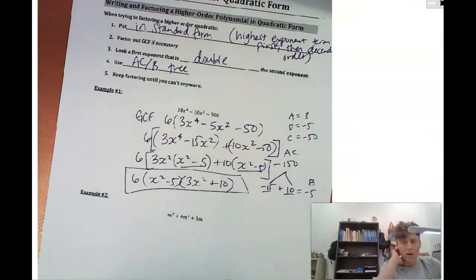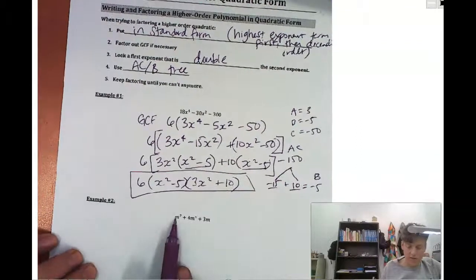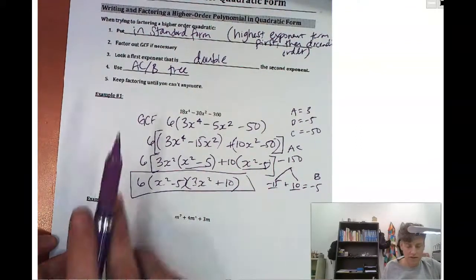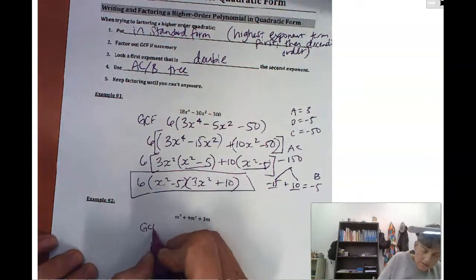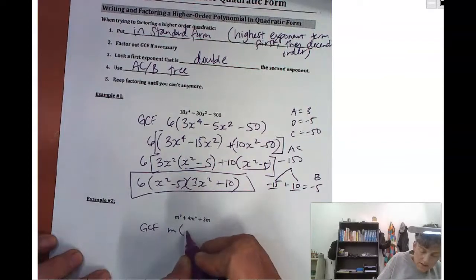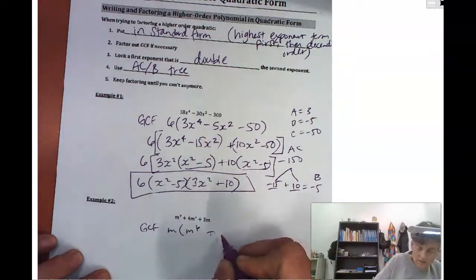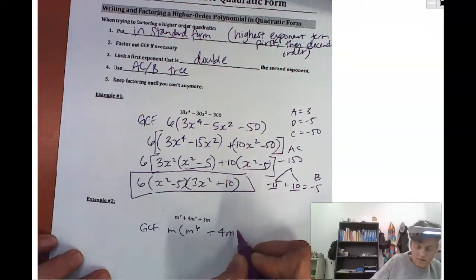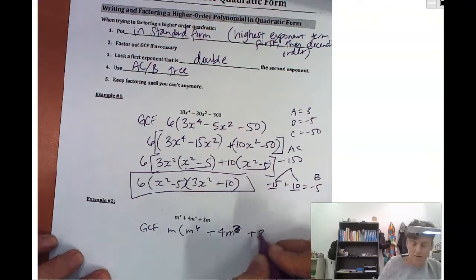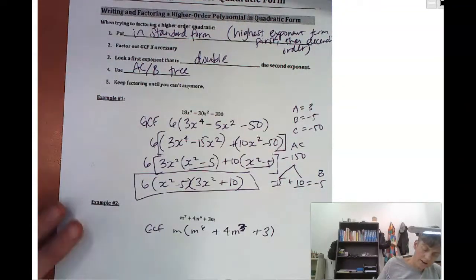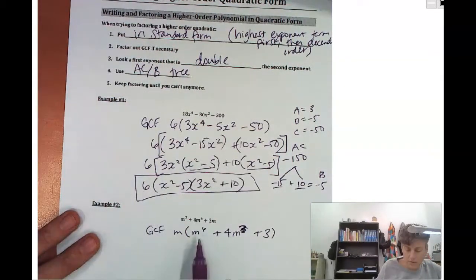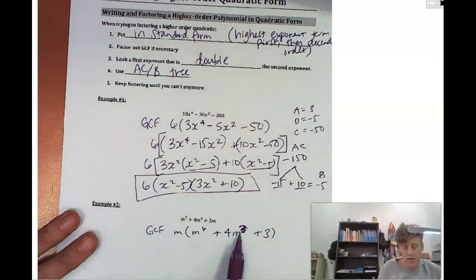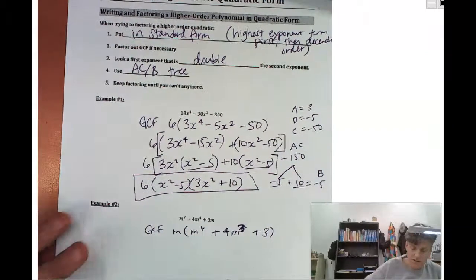Let's do it again, shall we? Example number 2, are we in standard form? Is the highest exponent first and then in descending order? Yes. Do we have a GCF to factor out? Yes, we do. GCF, let's take out an m. So we'll have m to the 6th plus 4m to the 3rd plus 3. Okay. Is our first exponent double that of our second exponent? Is 6 twice as much as 3? Yes, great.